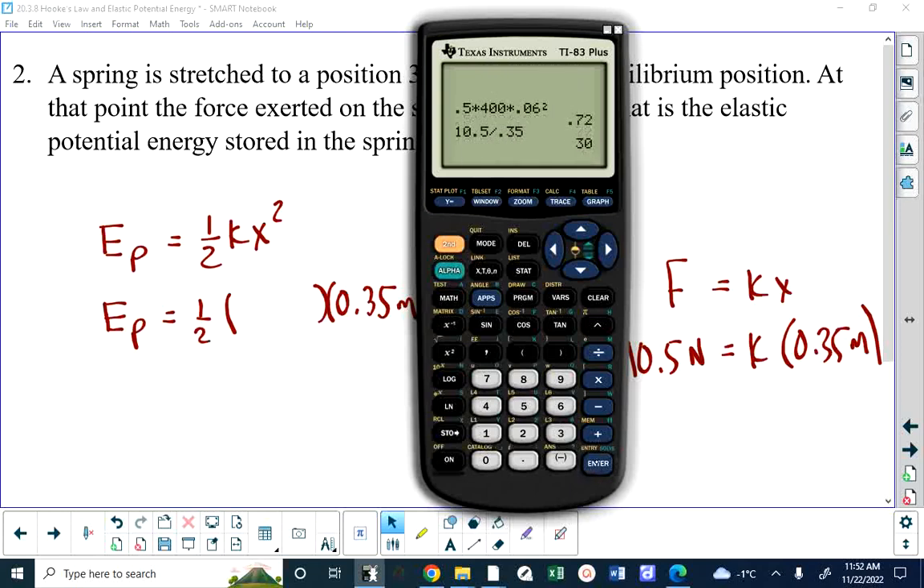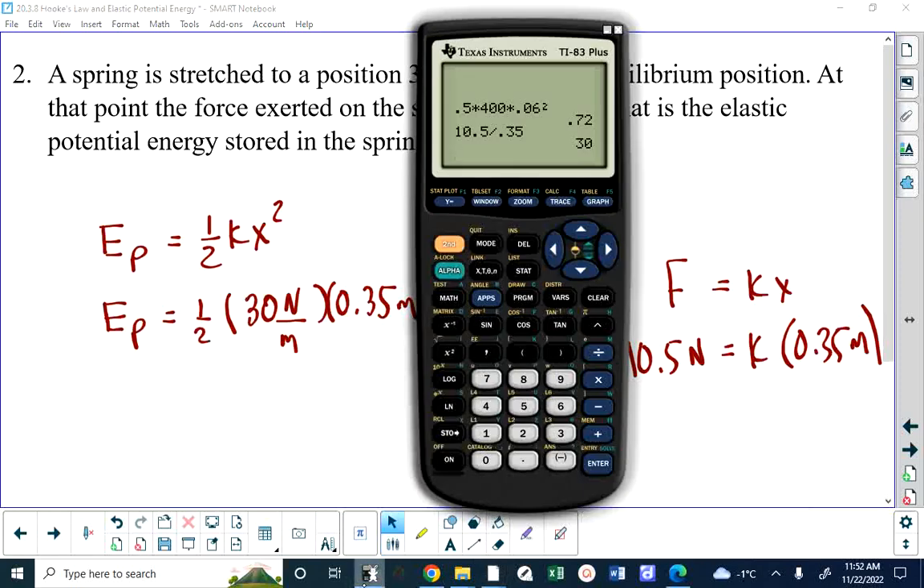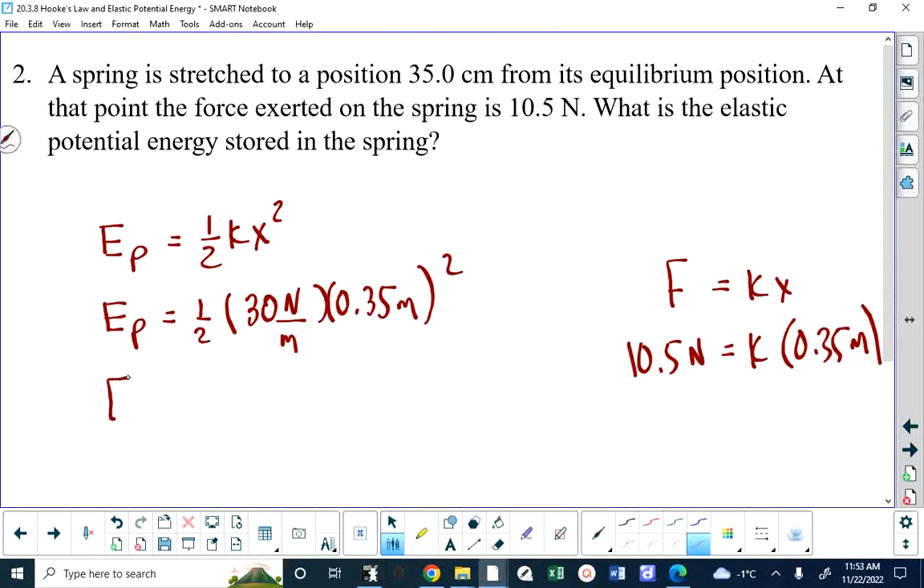So the spring constant is 30 newtons per meter, and then we work out what this is. 0.5 times 30 times 0.35 squared. About 1.8 joules. Any questions with that one?